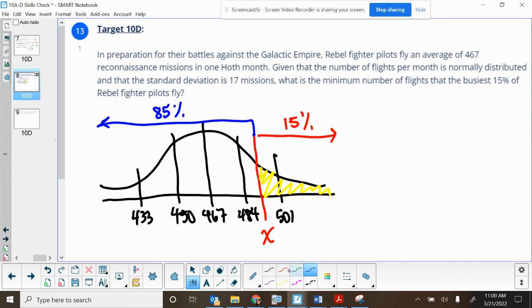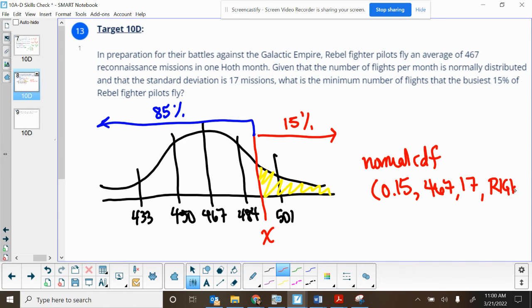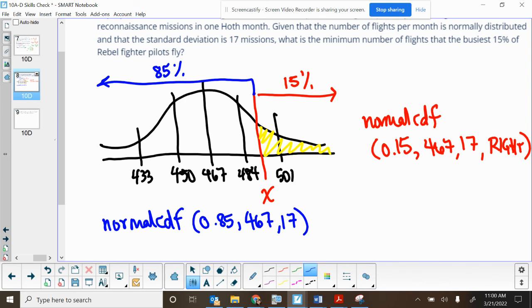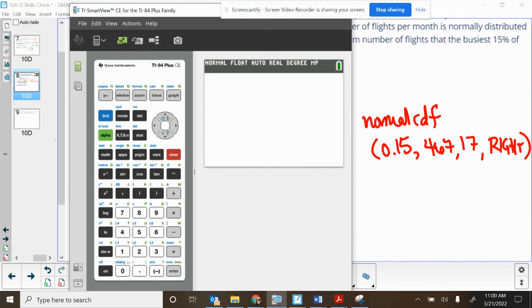So if you have a newer calculator, you can say normal CDF, and I'm going to run out of room, so I'll write it down here. Area, mean, standard deviation, and then you would use that right tail. If you have an older calculator, you would have to use the area to the left. So you would say normal CDF, area to the left, mean, standard deviation. There is no place where it asks you left, right. But either way, you should get the same answer.